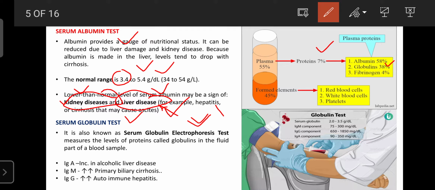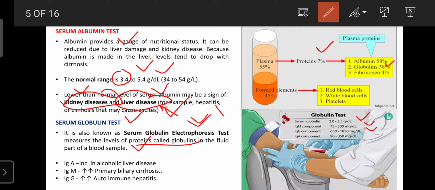It is used to measure the levels of the proteins called globulins in the fluid part of the blood. Regarding the normal range, serum globulin is 2 to 3.5 gram per deciliter, and the IgM component is 75 to 300 mg per deciliter. This IgM can now be used for detection of COVID-19. Then the IgG component is 650 to 1850 mg per deciliter.